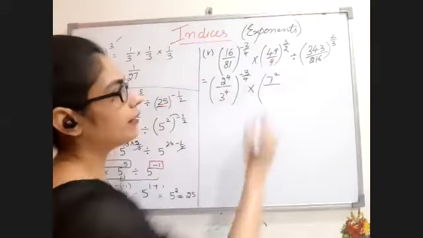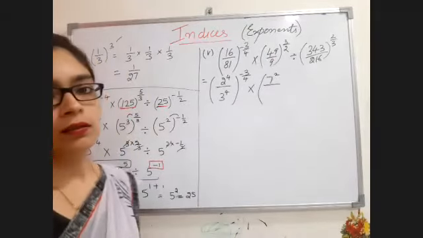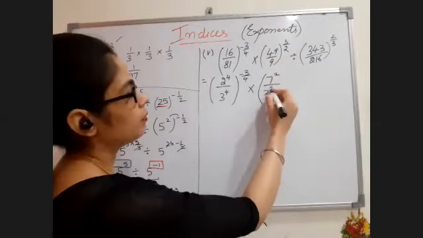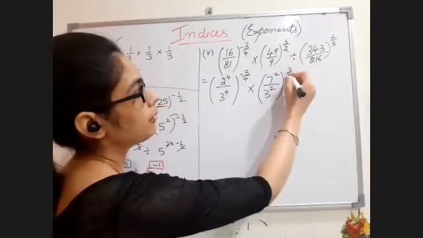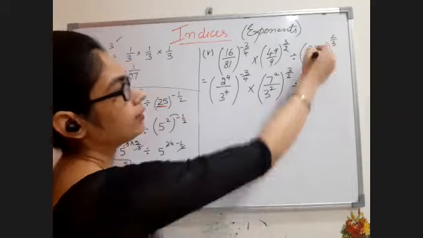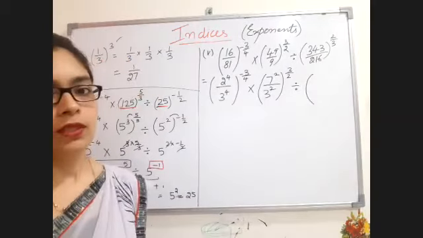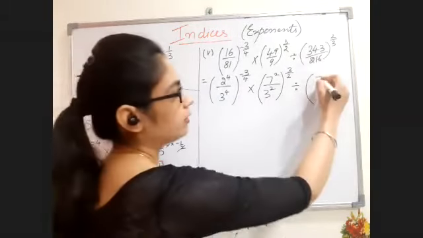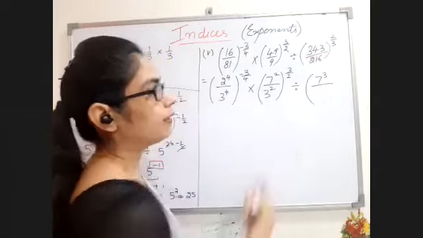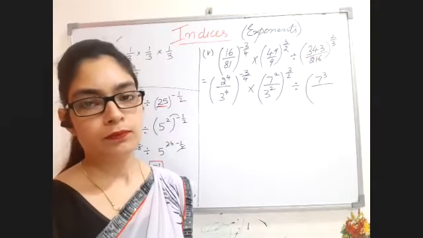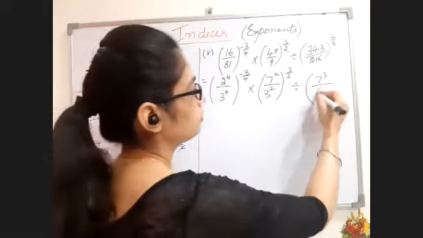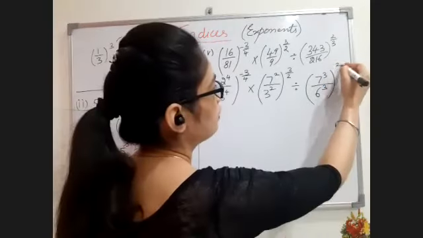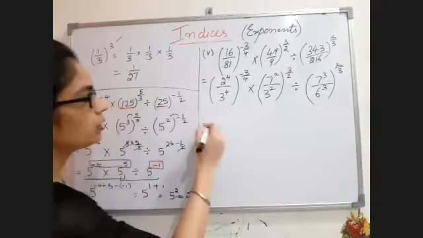7 to the power 2 and 9, 3 to the power 2. So whole power 3 by 2. 343, 7 to the power 3. Yes, so 7 cube is 343. 216, 6 cube. So 6 to the power 3 I'll write, whole power 2 by 3.